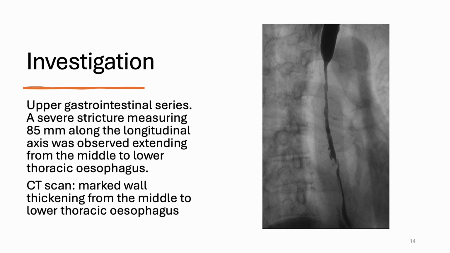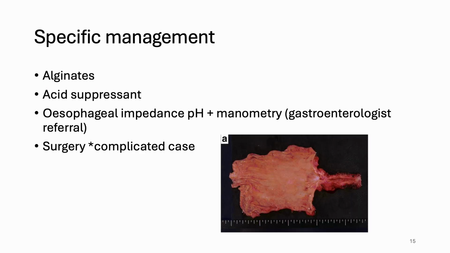The patient also had a CT scan, which shows marked wall thickening from the middle to lower thoracic esophagus. The patient was managed surgically with an esophagectomy. The picture on the right lower bottom of the slide shows the pathological sample of the esophagus that was resected. From the picture, you can see that there's a severe stricture and scarring of the lower portion of the esophagus. Generally, patients with reflux esophagitis do not require surgery, and surgery is only reserved for complicated cases.